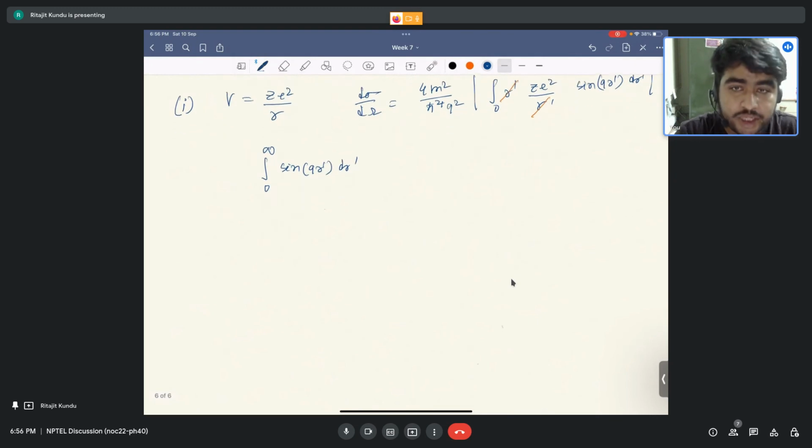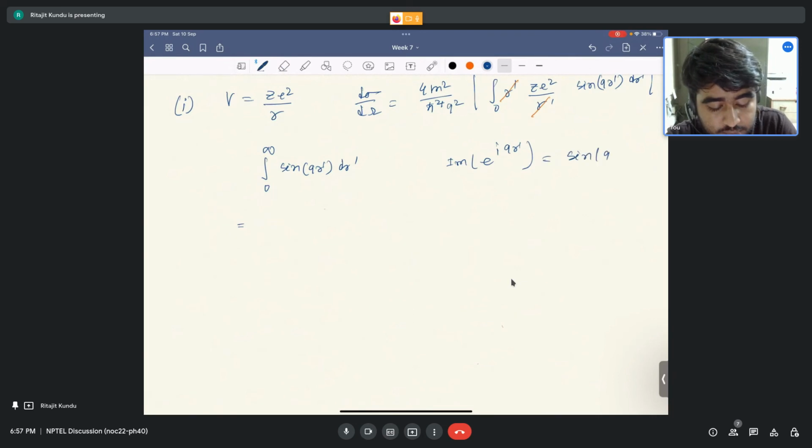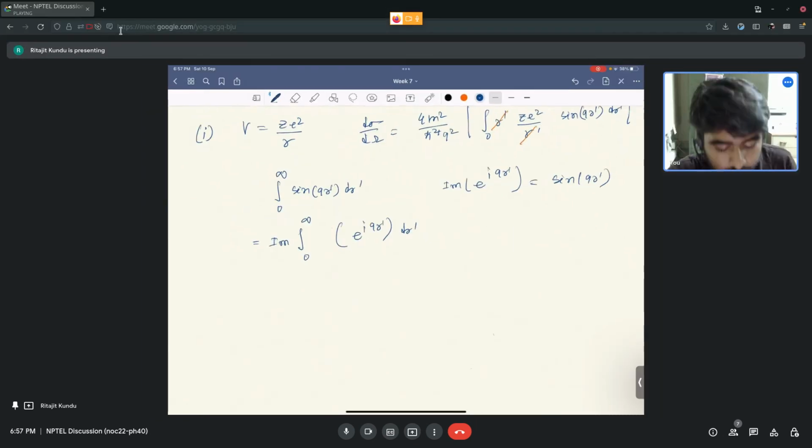Let me show you a trick for this kind of integration, because these are converging integrations and have some value. Let me write this sine as the imaginary part of e to the power i q r prime. So this is the imaginary part of the integral from 0 to infinity of e to the power i q r prime dr prime. Now I can introduce a small parameter here.